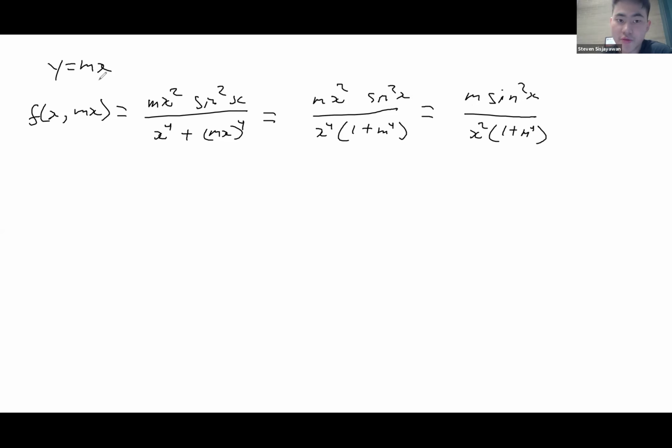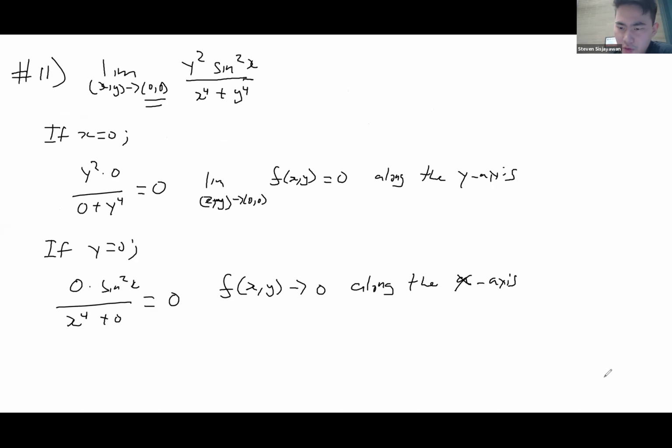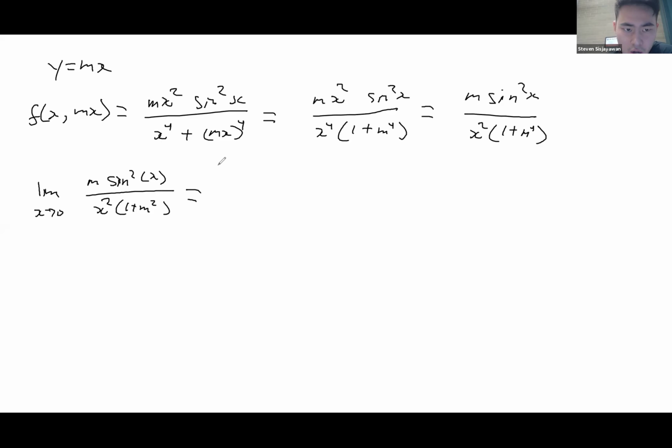So just using that substitution of the different lines. Okay, so what's next is we can say that we're trying to find the limit as x approaches 0 for this function right here, of m sine squared x all over x squared times 1 plus m squared. Okay, so what we want is a function which doesn't depend on m. So it has to always converge to a certain point. That makes sense? Okay, so for this question right here, we don't want any m's.